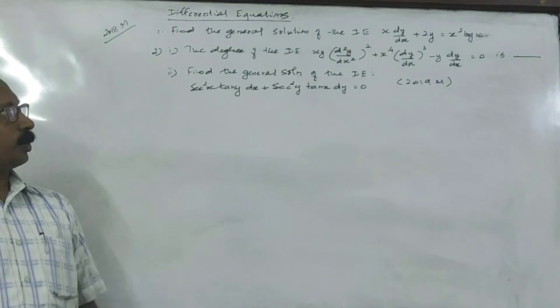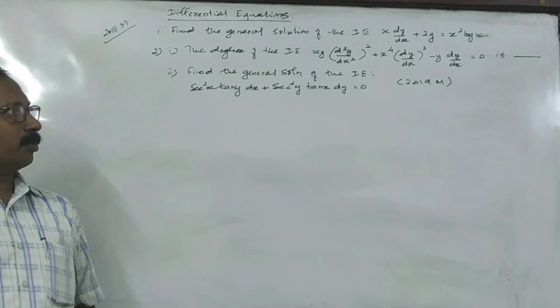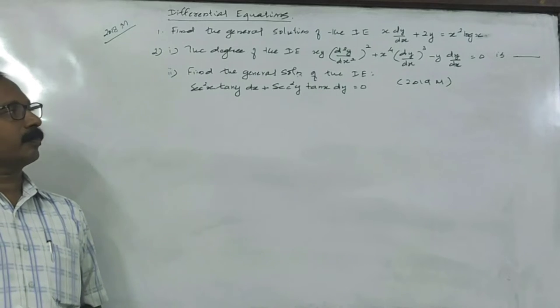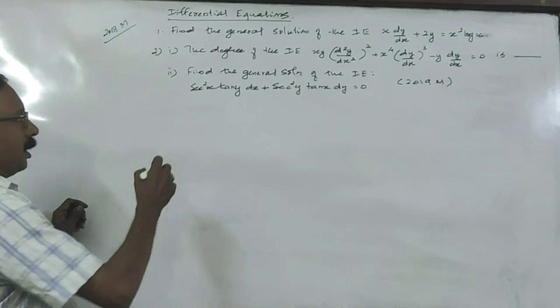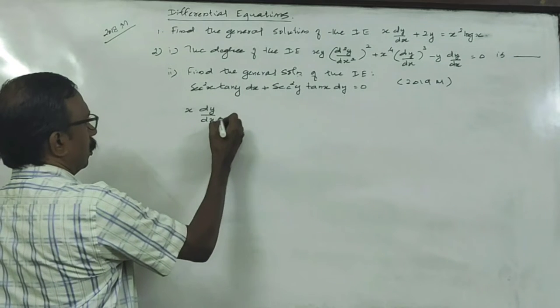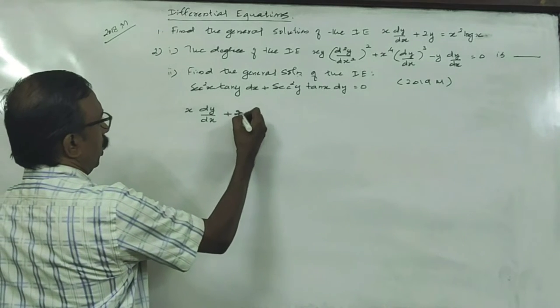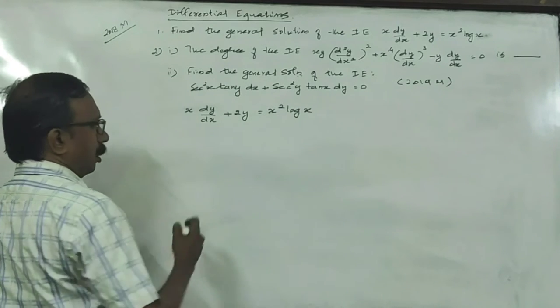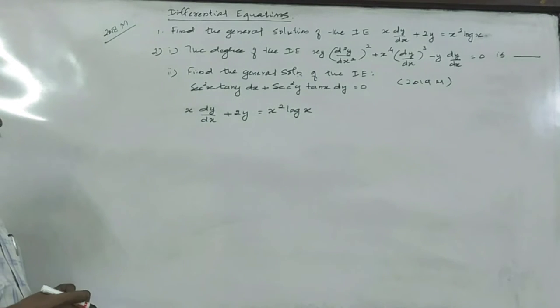the first question is, find the general solution of the differential equation x dy by dx plus 2y is equal to x square ln x. The first question is x dy by dx plus 2y is equal to x square into ln x. Now it is in a standard form.